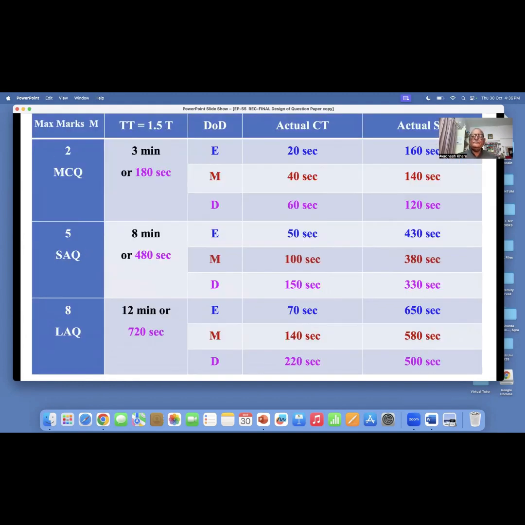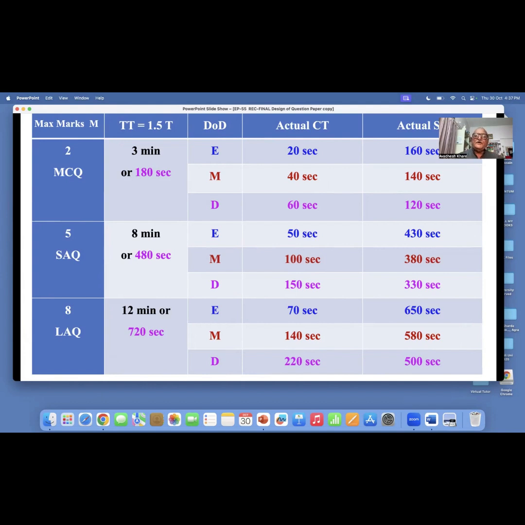Then I am showing another table in which the first column is marks of the question: MCQ, SAQ, LAQ. I have assumed that MCQ will have 2 marks, SAQ 5 marks, and LAQ 8 marks. Then the total time to solve a 2-mark question is 3 minutes, that is 180 seconds. A 5-mark question is about 8 minutes, which is roughly 480 seconds. An 8-mark question is 12 minutes, which is 720 seconds.